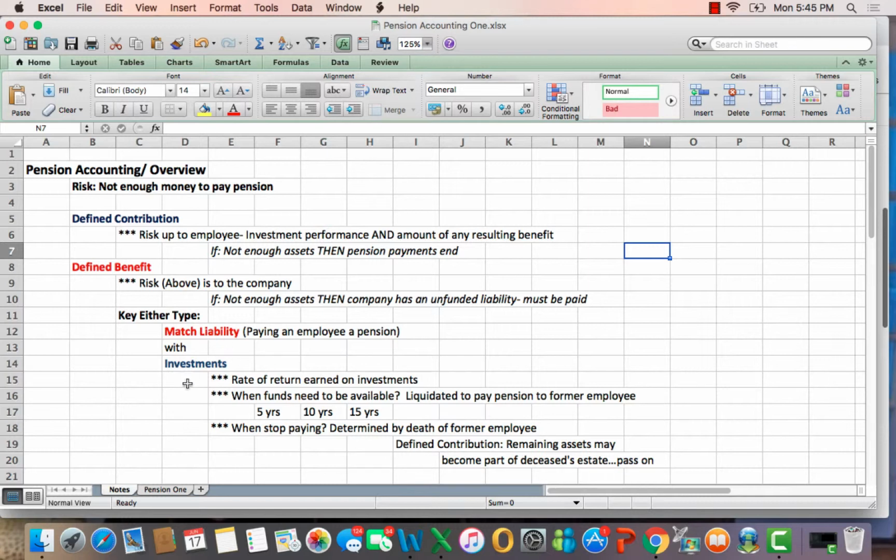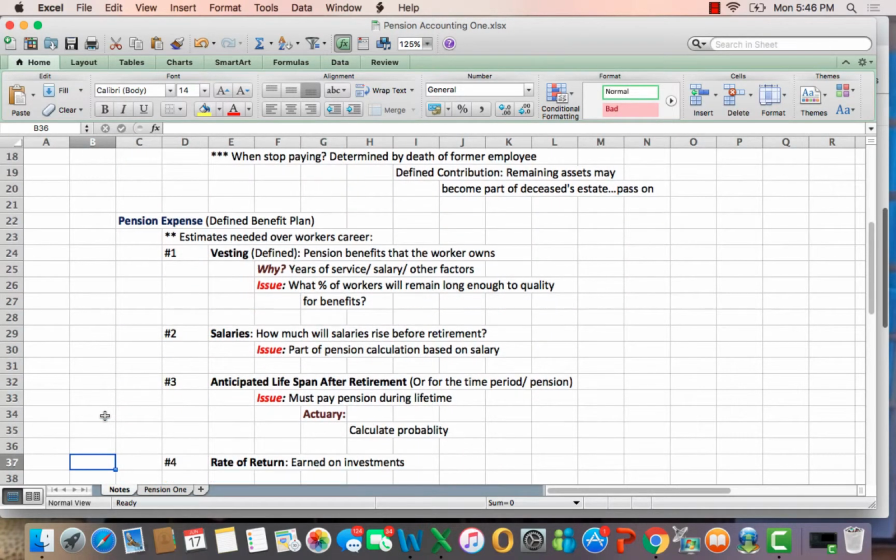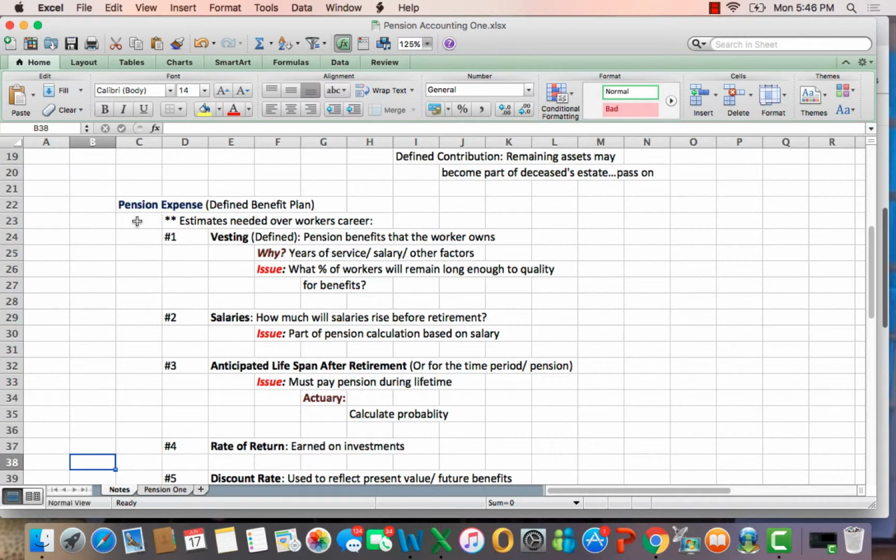So you've got to match up liabilities with investments. So if you have five employees retiring in 5 years, and you know based on the salaries and their years of service what their defined benefit will be, you have to invest to meet that liability in the future if you run a defined benefit plan. What we'll cover on the next video is the components that make up pension expense, which is heavily tested on the CPA exam, and go into some other topics.